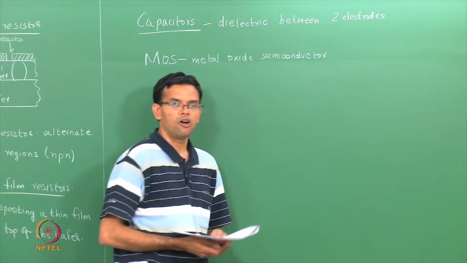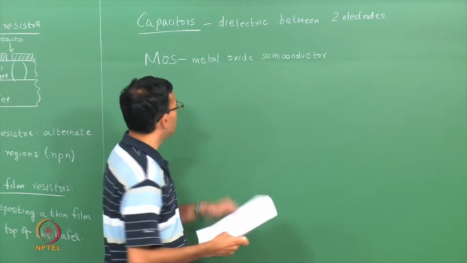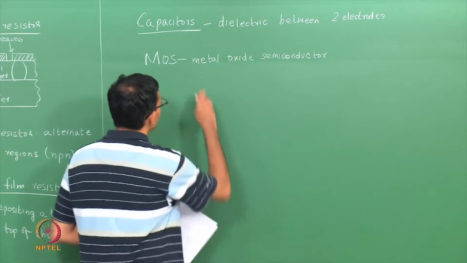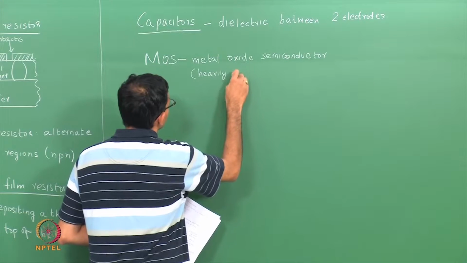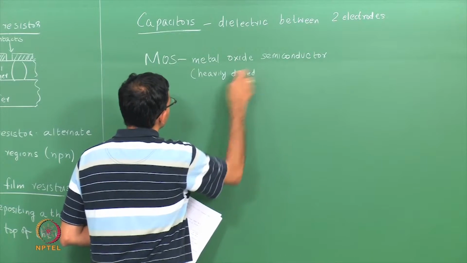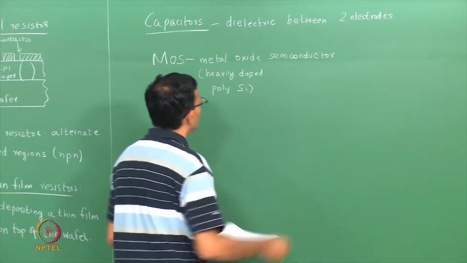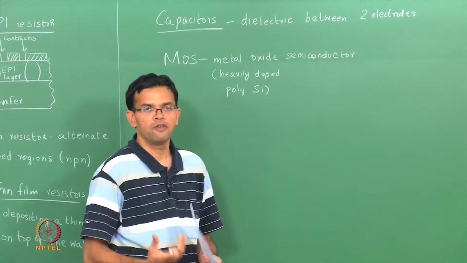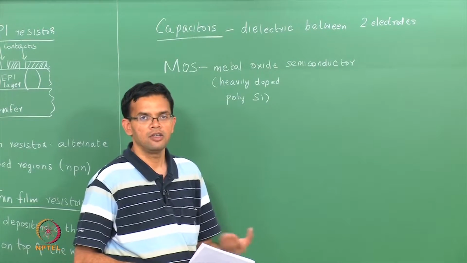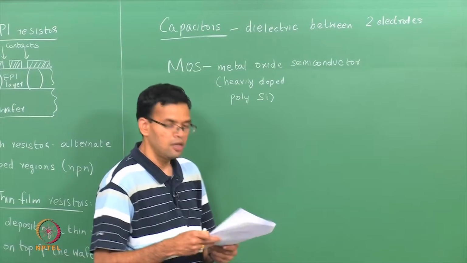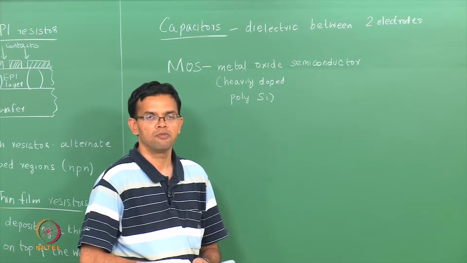In this case, the oxide layer is essentially the dielectric. So, instead of a metal layer, you can also use a heavily doped polysilicon. So, this will again act as one of the electrodes, the semiconductor acts as the other electrode, the oxide is the dielectric. So, we can fabricate this again by conventional wafer fabrication processes.